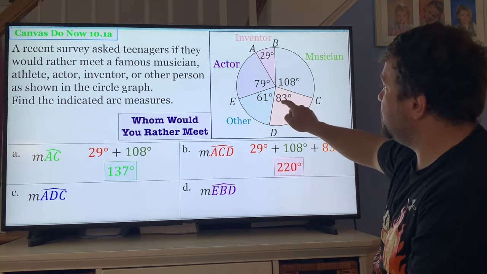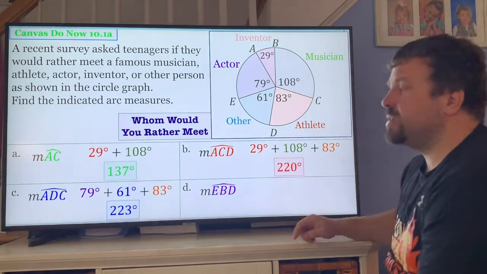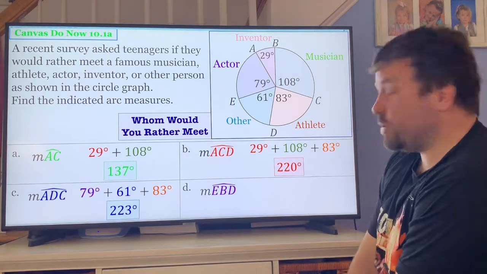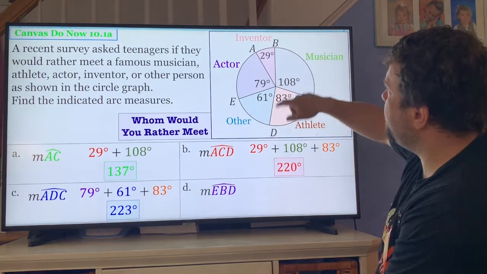ADC. 79, 61, and 83. You're adding them all together. And as an answer, you should get 223 degrees. EBD.